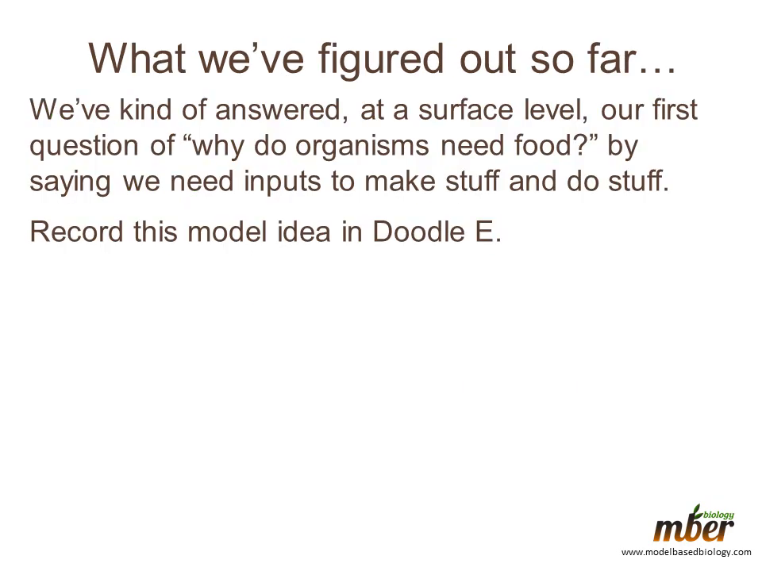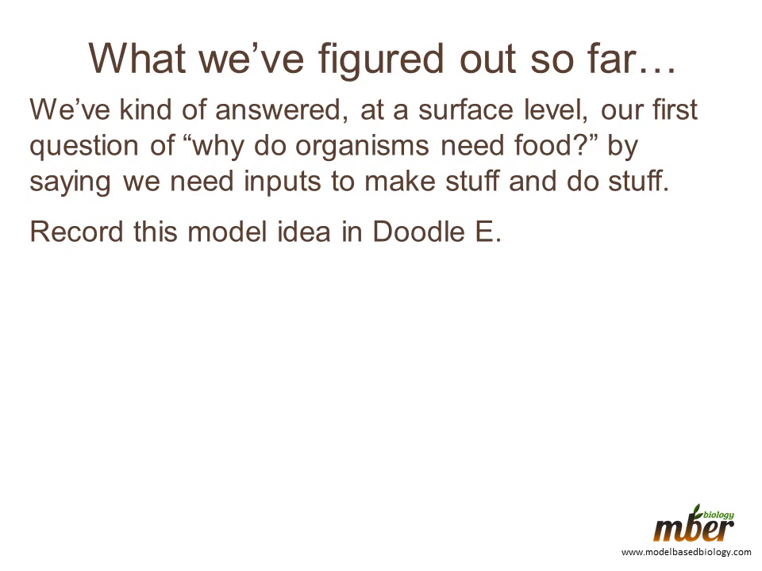All right, so what have we figured out so far? We kind of answered at a surface level our first question of why do organisms need food by saying we need inputs to make stuff and to do stuff. Now, I want you to record the model idea in Doodle E. So basically, in DoodleBox E, again, looking at our primary question, why do organisms need food? We need input to make stuff and do stuff. So we need food to make stuff and to do stuff.